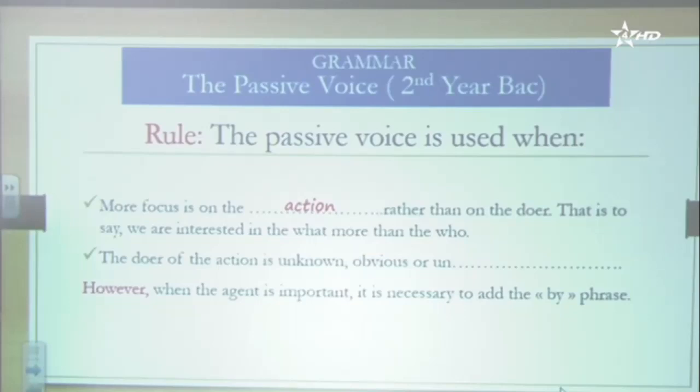The doer of the action is unknown, obvious, clear, or unimportant. That is, it's not important. However, when the agent is important, it is necessary to add the by phrase.